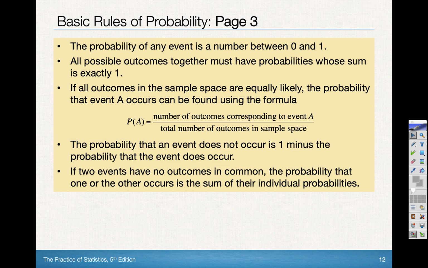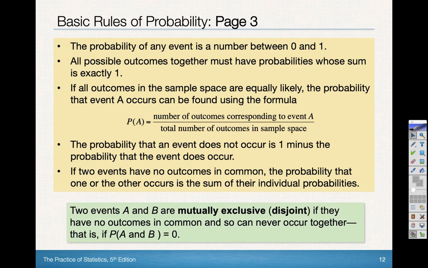And if two events have no outcomes in common, the probability that one or the other occurs is the sum of their individual probabilities. Now we can take all of these rules and write them into shorthand, which we'll see in the next slide. Let's talk about mutually exclusive events first. That last rule says if two events have no outcomes in common, then the probability that one or the other occurs is the sum of their individual probabilities. Well, that means that these two events are mutually exclusive. If they have no outcomes in common, then they are mutually exclusive. For example, my birthday is on March 31st.